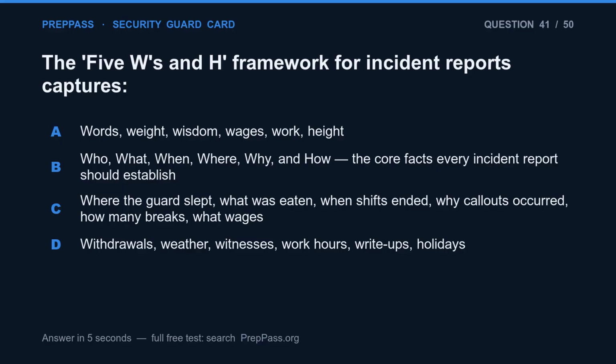Question 41. The 5 W's and H framework for incident reports captures A. Words, weight, wisdom, wages, work, height. B. Who, what, when, where, why, and how, the core facts every incident report should establish. C. Where the guard slept, what was eaten, when shifts ended, why call-outs occurred, how many breaks, what wages. D. Withdrawals, weather, witnesses, work hours, write-ups, holidays.